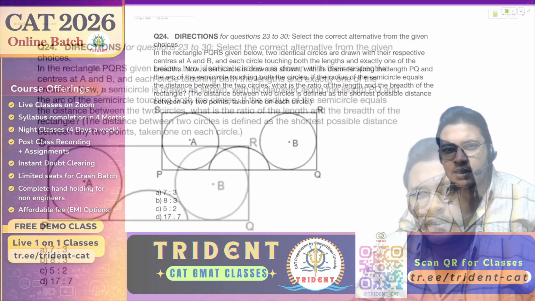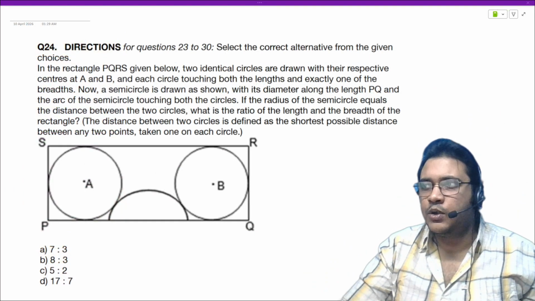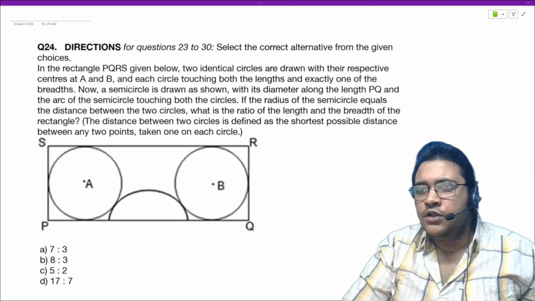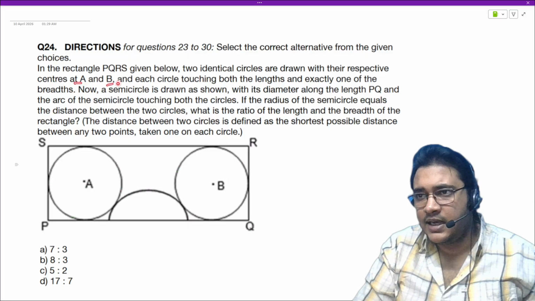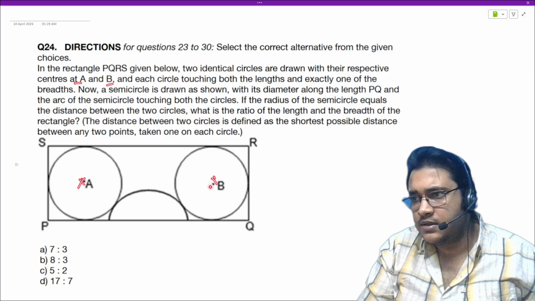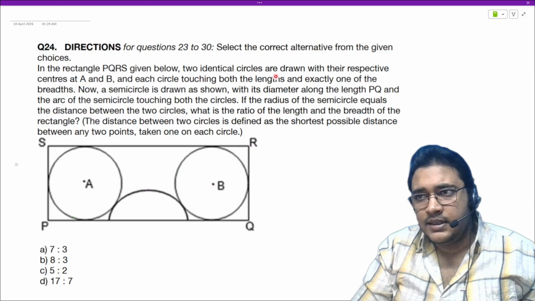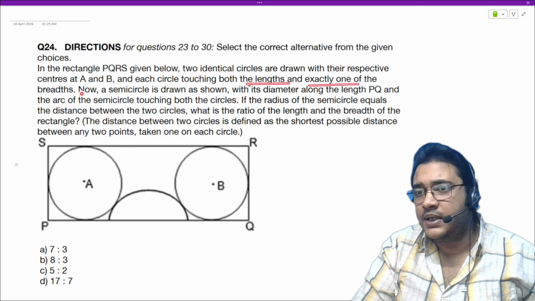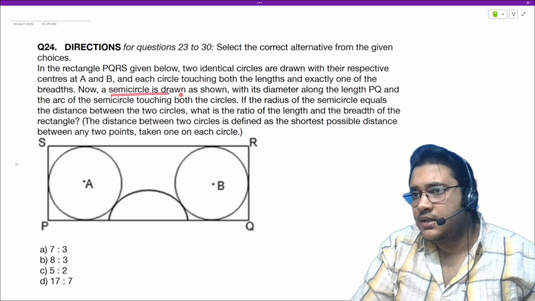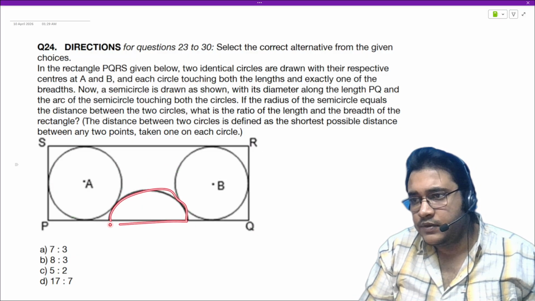Okay. Now let's come back to this question. Let's read it properly and then try and solve it. So it says there is a rectangle PQRS given, and then two identical circles are drawn with respective centers A and B. So I know these are the centers A and B, and they are identical. Interesting. They're touching both the lengths of the rectangle and exactly one of the breadths. Now there's a semicircle also drawn with its diameter along PQ.